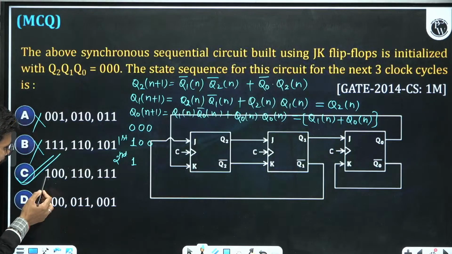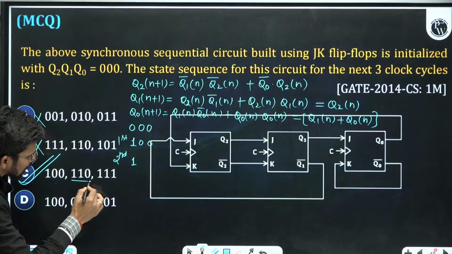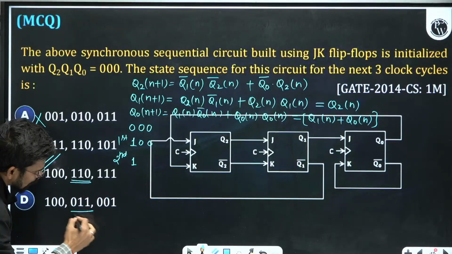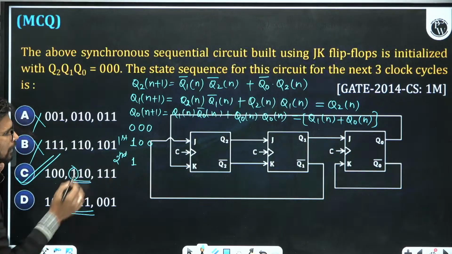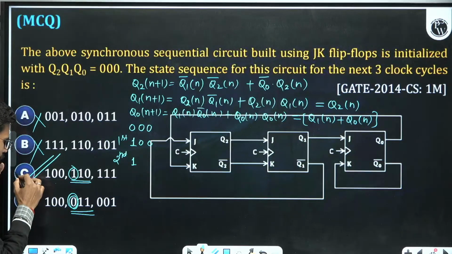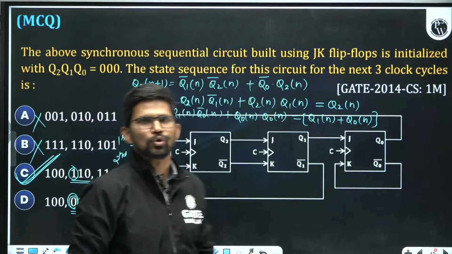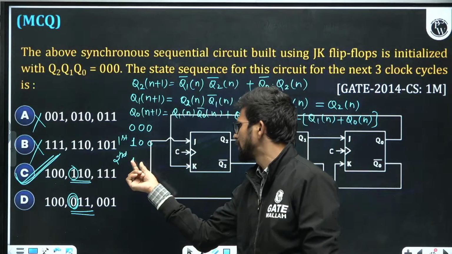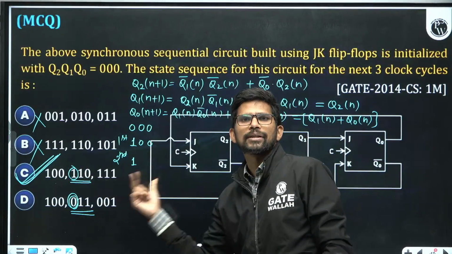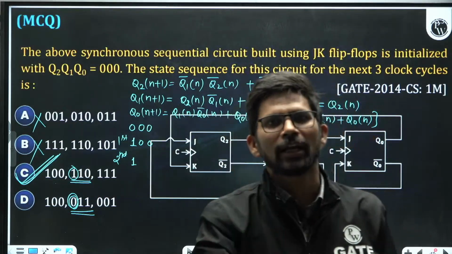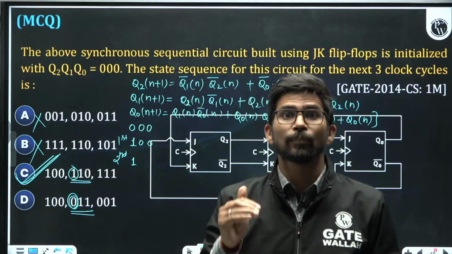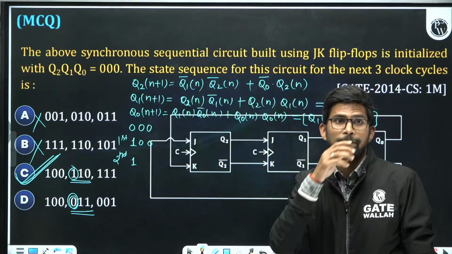Because look here, after 1, 0, 0 the next state here is 1, 1, 0. The next state in the other option is 0, 1, 1, where Q2 is 0, but Q2 is coming out to be 1. So I'll not solve further. This option is definitely correct. Just by finding out 1, 0, 0 and this one, I am able to reach the answer. So you have to look at the options very carefully in examination.